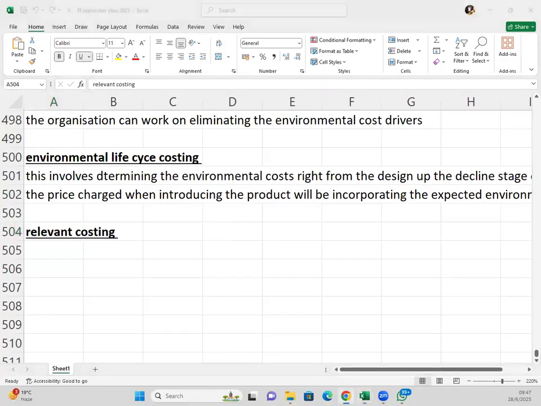Relevant cost analysis is a technique that we make use of when we are making decisions. We need to understand which costs are relevant and which ones are not relevant for a certain decision.